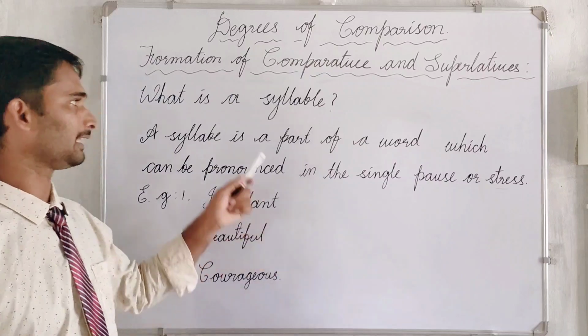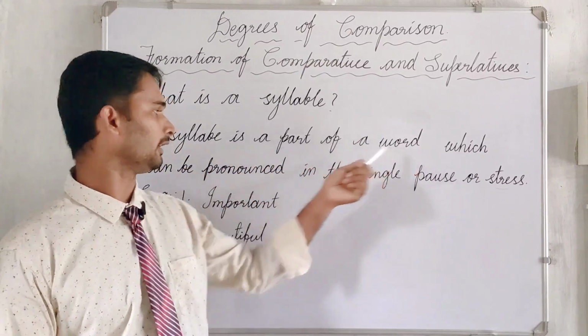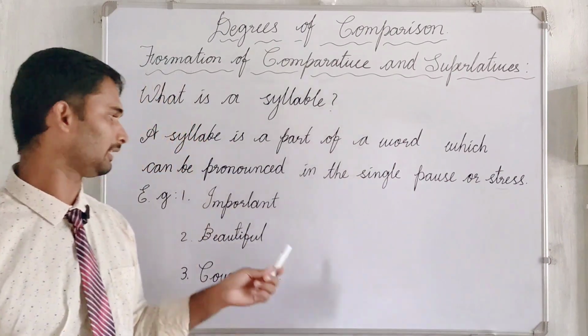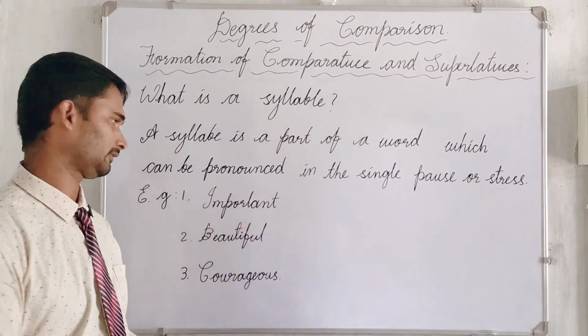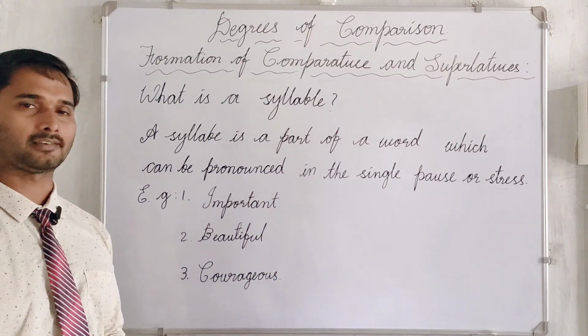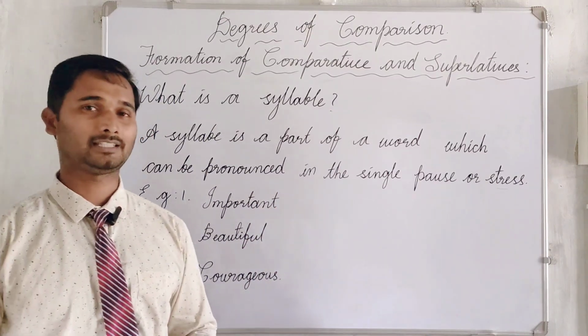Let us learn what a syllable is. A syllable is a part of a word which can be pronounced in a single pause or stress. Some examples. Important, beautiful, courageous. How to identify a syllable?